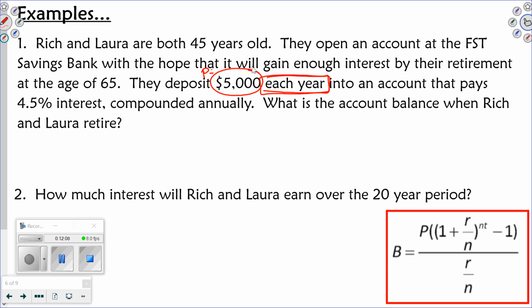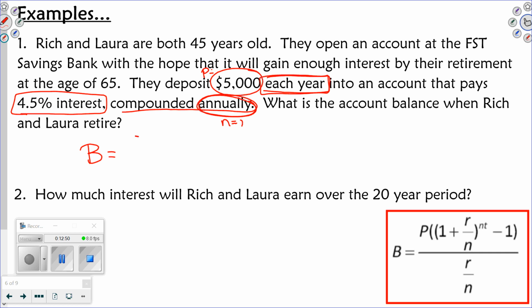All right. It pays 4.5% interest. It is compounded annually. Annually is going to be what number? N equals 1. What is the account balance when Rich and Laura retire? So for today, simple interest, APY, again, if it doesn't say those words on them, I'm not even touching those formulas. So I'm looking at then, is it going to be future value of a single or future value of a periodic? And this one is periodic because I'm putting money in more than once. So looking at my formula, B equals, all right, be very careful, write the formula down. Don't just type it in your calculator, okay?